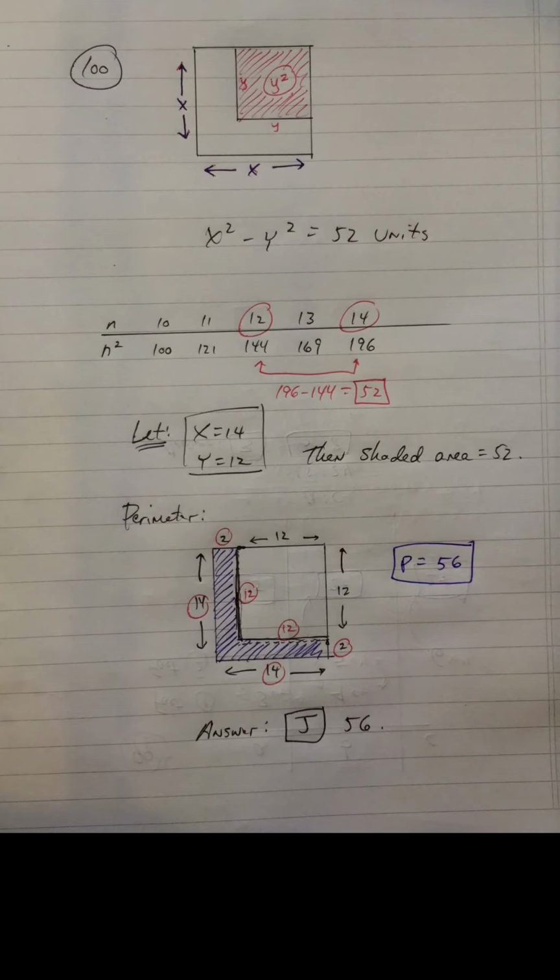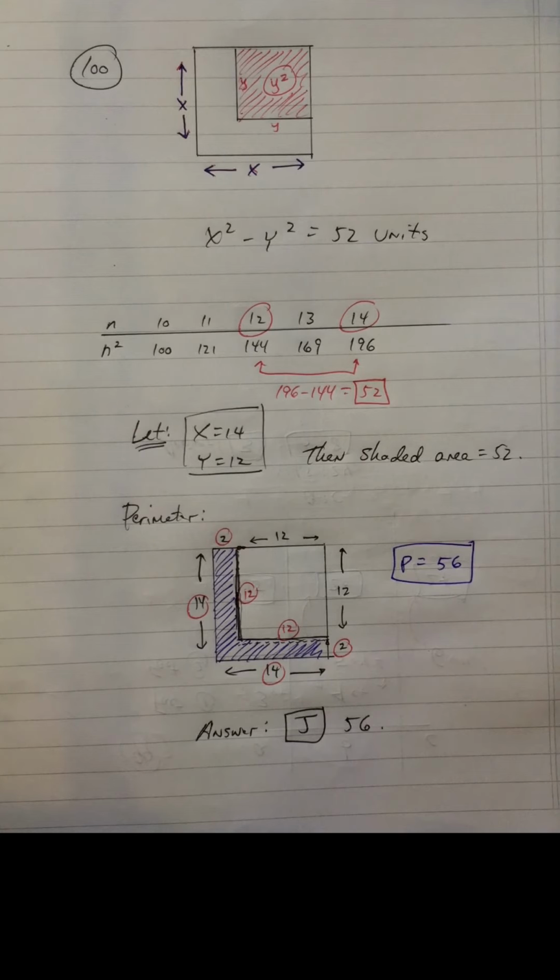Question 100. Observing this L shape with sides x and x and sides y and y only in place, if we complete the square and draw in the shaded red region, we see that the L shape is formed by taking the area of x squared and subtracting this red square, y squared. I've written the equation below. X squared minus y squared equals 52 units.